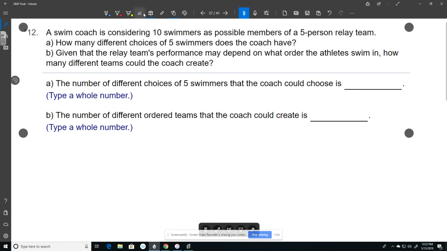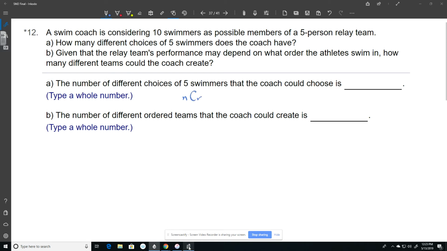It's a counting problem. A swim coach has 10 swimmers, and he's making a 5-person relay team. And at first wants to know, how many different choices of 5 swimmers does the coach have? So we're choosing 5 swimmers out of 10. And in part A, it doesn't matter what order they're in. So we're going to use NCR.